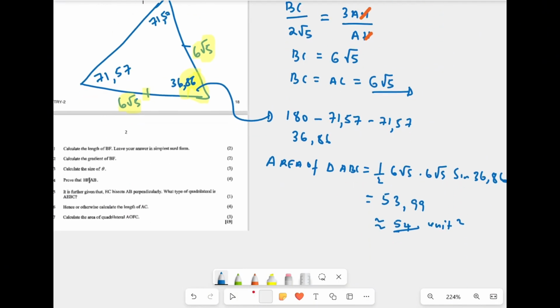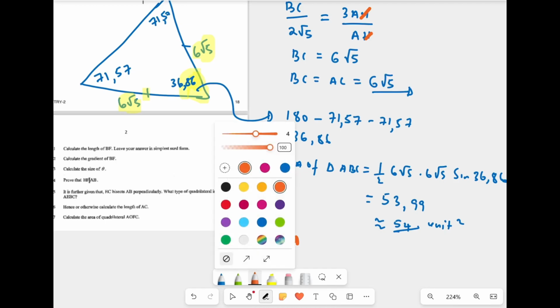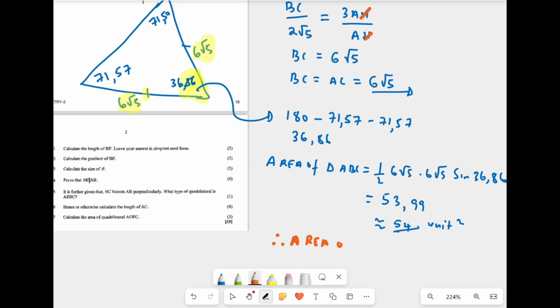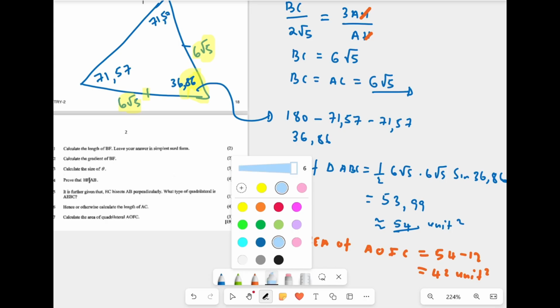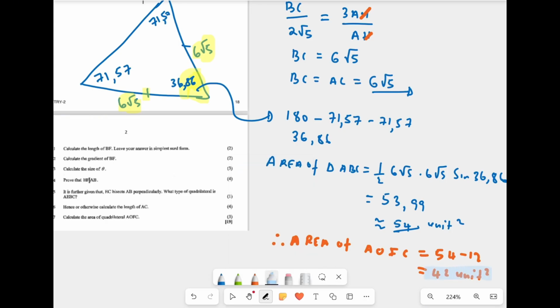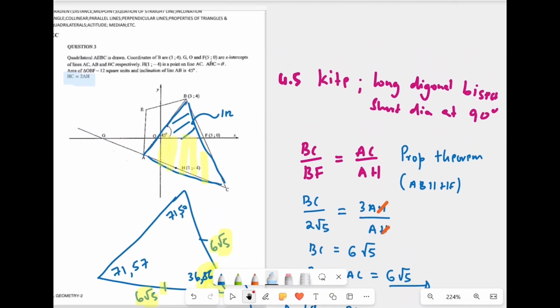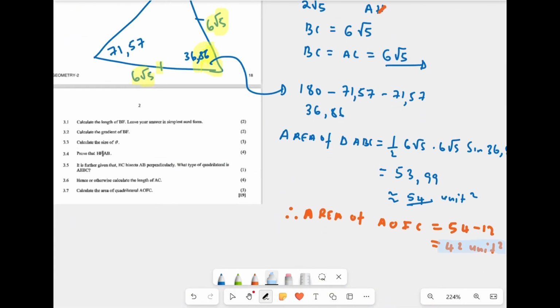Now, from that you can just say, therefore, the area of the shape that we are looking for, AOFC, is 54 minus 12. So what is 54 minus 12? It will be 42 units squared. And then we are done with this question. This question was 19 marks. So let's move to the next question.